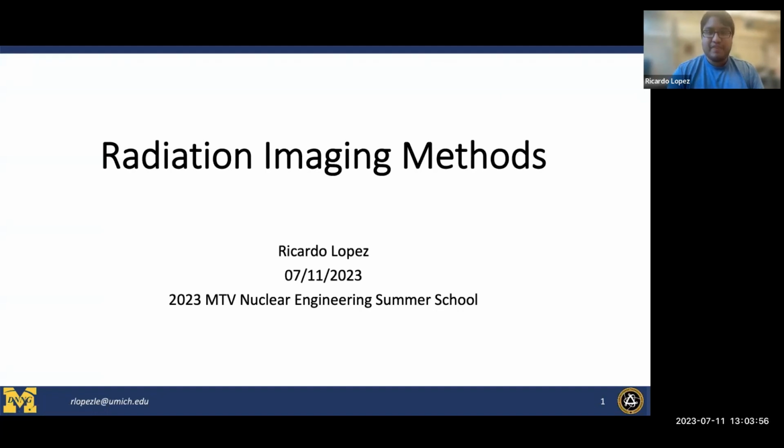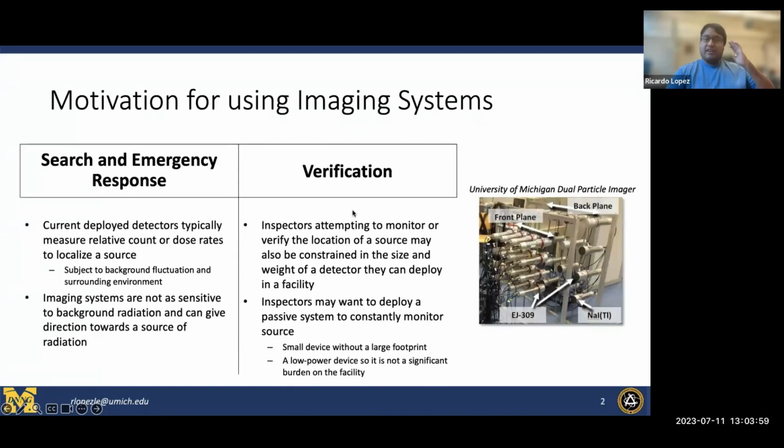Cool. So to begin, before I go into the general topic of imaging, I wanted to start off by talking about some of our motivations for using these kinds of systems or techniques. There's a wide array of applications for imaging systems, but the two that I like to focus on, at least for today's lecture, deal with nuclear safeguards and nuclear security. One option here, in the column on the left, would be search and emergency response scenarios.